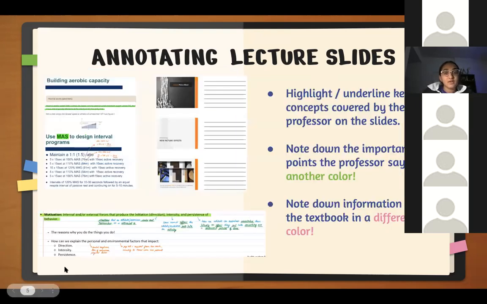The key things I would advise you to do while taking notes are highlight or underline key concepts covered by the professor on the slides. Note down the important points the professor says in another color, and also note down information from the textbook in a different color. These strategies will help you keep track of where exactly your information is coming from, making your revision a lot easier, especially because some of these courses specifically and separately test things from textbooks, labs, and class notes.